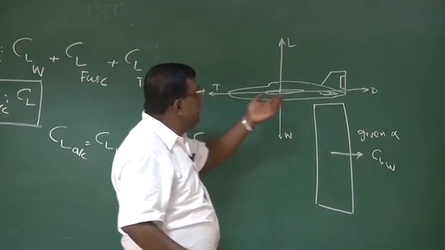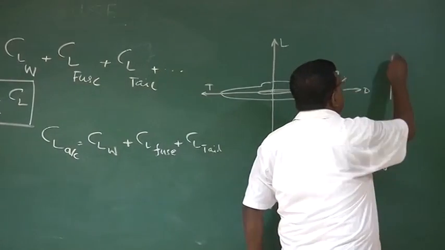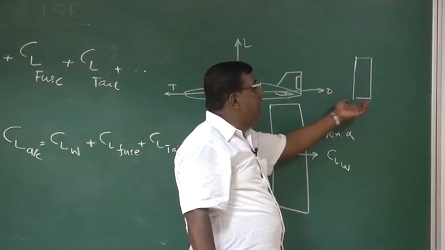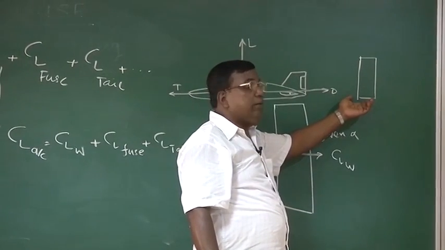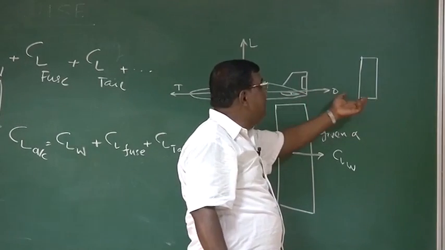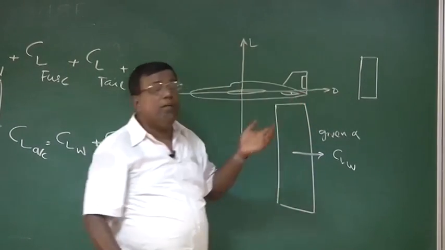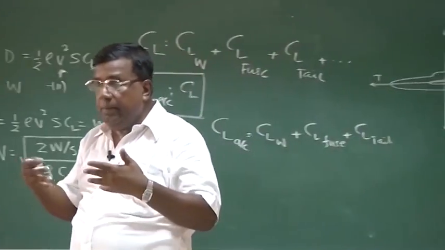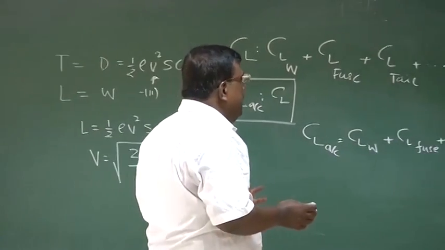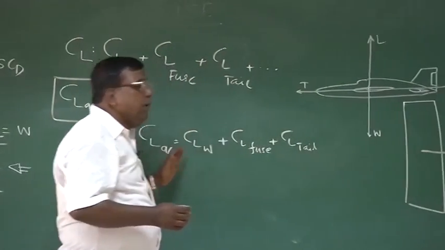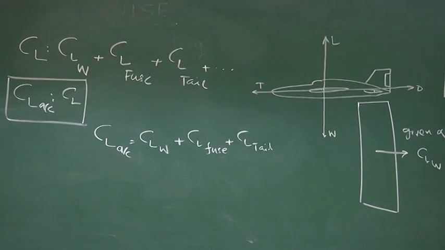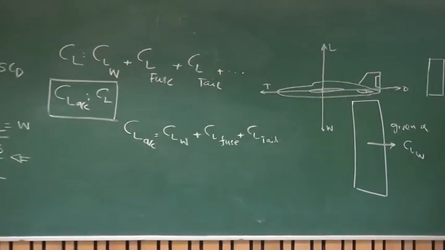Similarly, when I put a tail, if I take tail in isolation, I should be very careful that the value of CL computed in isolation will not be exactly what the airplane will be generating, because this tail will be near the vicinity of the body, fuselage, near the empennage, and there will be interference. So when I find out CL of the aircraft through a wind tunnel or through an analytical method, all these things are taken into account, and finally we say it is the CL of the whole aircraft, right?